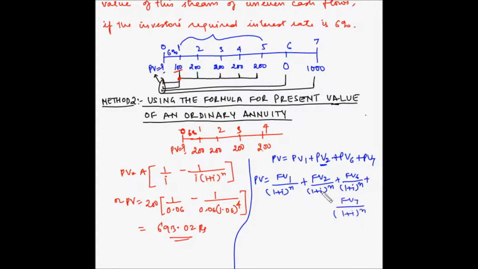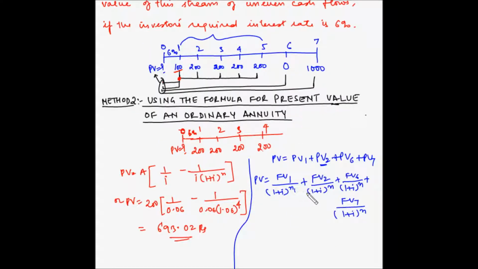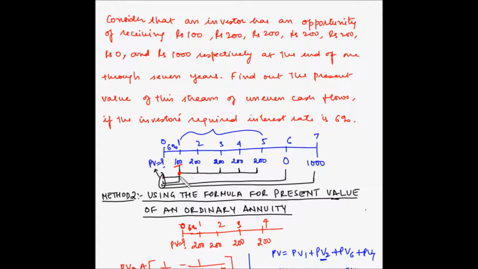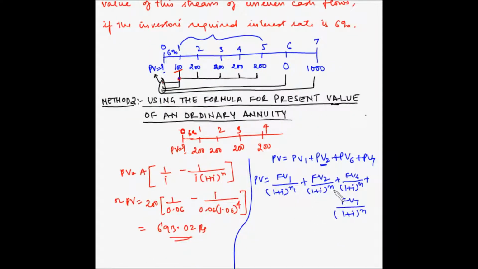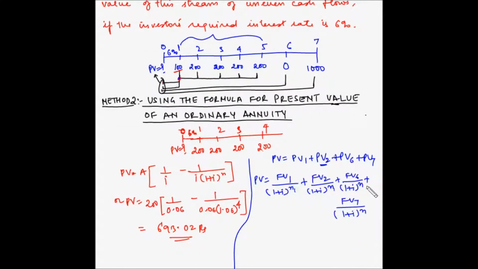So for the first one, the tenure is 1 year, so this is n1. For the second, again we have the value as of this point, which is 1 year from the start of the tenure. So this again is going to be n1. For FV6, it's going to be 6 years, so I'll say n6. And for FV7, this is n7. So let's plug in the values here.